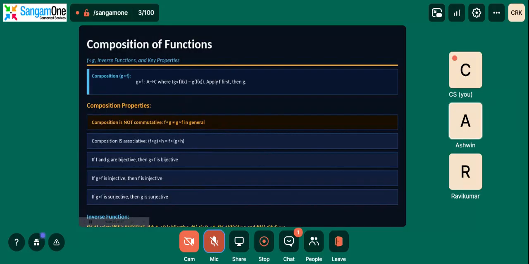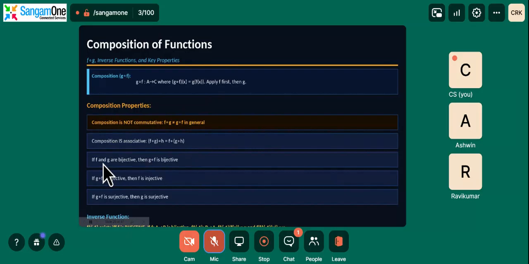Composition is associative. f∘(g∘h) is equal to (f∘g)∘h. Like 2 into 3 into 1 is 6, and 1 into 2 into 3 is also 6. That associative property is applied here.